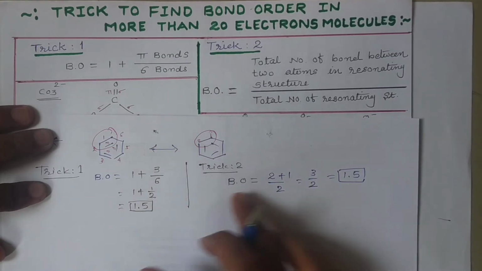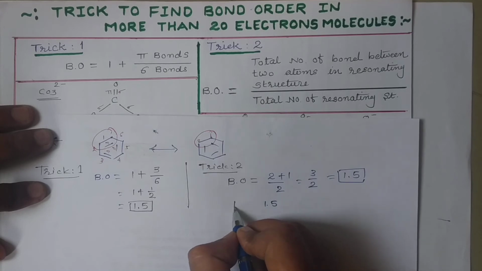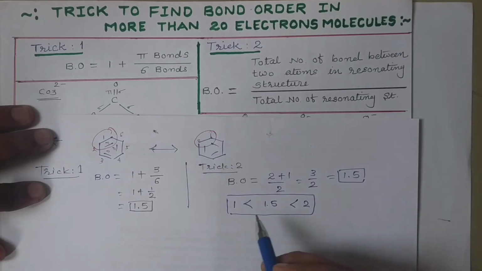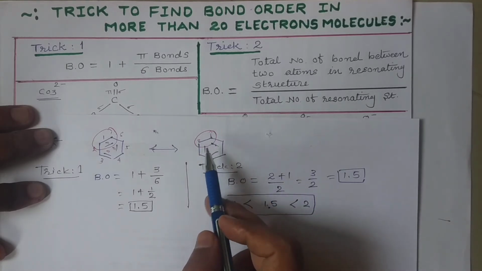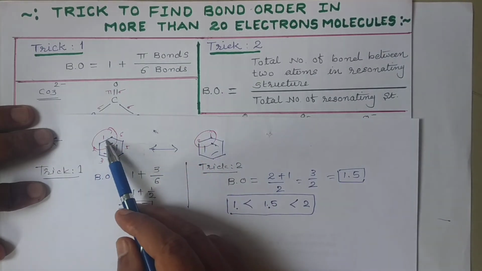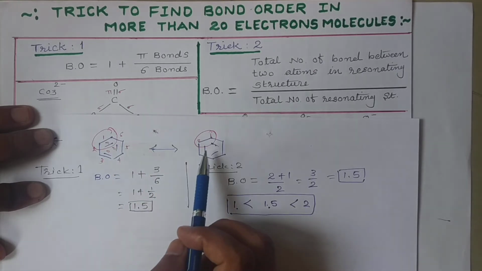If you observe this bond order, the bond order will be 1.5. So it is in this range, and we can say that the bond order is greater than 1 and less than 2. So we derive the conclusion: in benzene this is not exactly a double bond, and this is not a single bond. We can say that this double bond is partially double bond, and the single bond is also partially single bond.